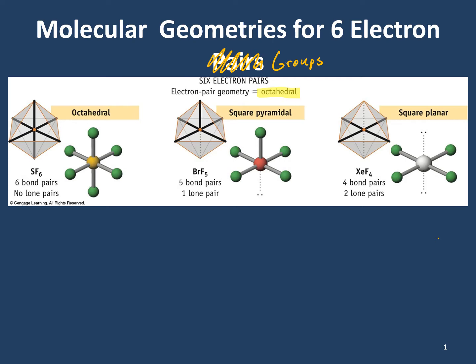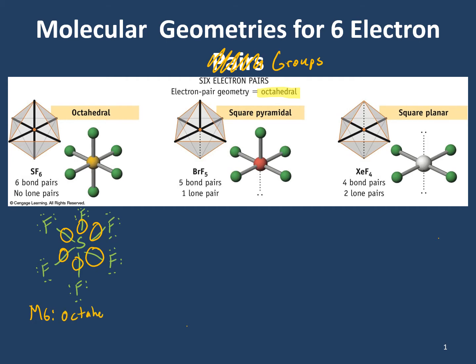Now, if we look at SF6, the Lewis structure of SF6 looks like this. If we count how many groups are around the central atom, we have 1, 2, 3, 4, 5, 6. And as with all our geometries, when you have no lone pairs on the central atom, our molecular geometry is going to be the same as our electron group geometry, in other words, octahedral. This occurs where all 6 groups are bonding groups.